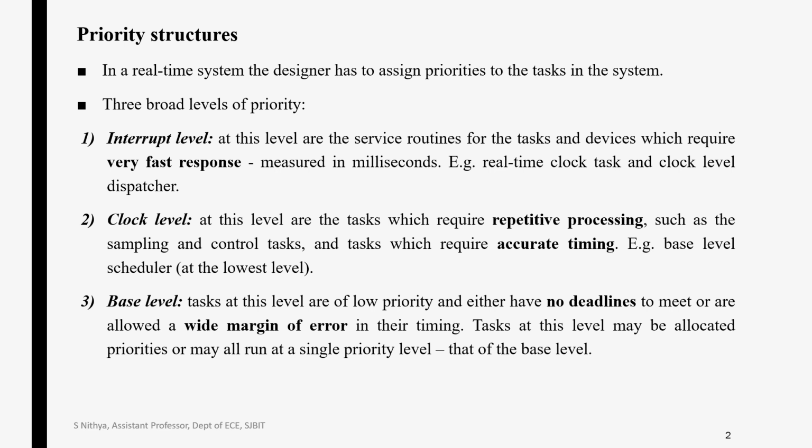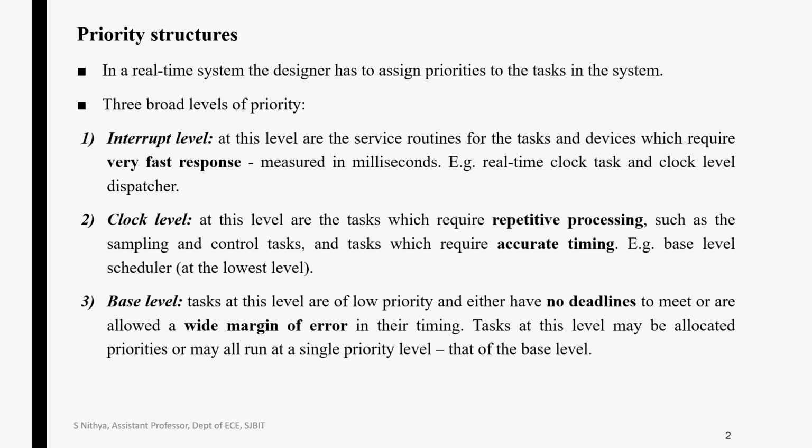The interrupt level is the high level priority, and the clock level is for programs that repeatedly perform the same work. The base level is the low priority level. At the interrupt level are the service routines for tasks and devices which require a very fast response, measured in milliseconds, for example the real-time clock task and the clock level dispatcher. At the clock level are the tasks which require repetitive programs, such as sampling and controlling tasks which require accurate timing.